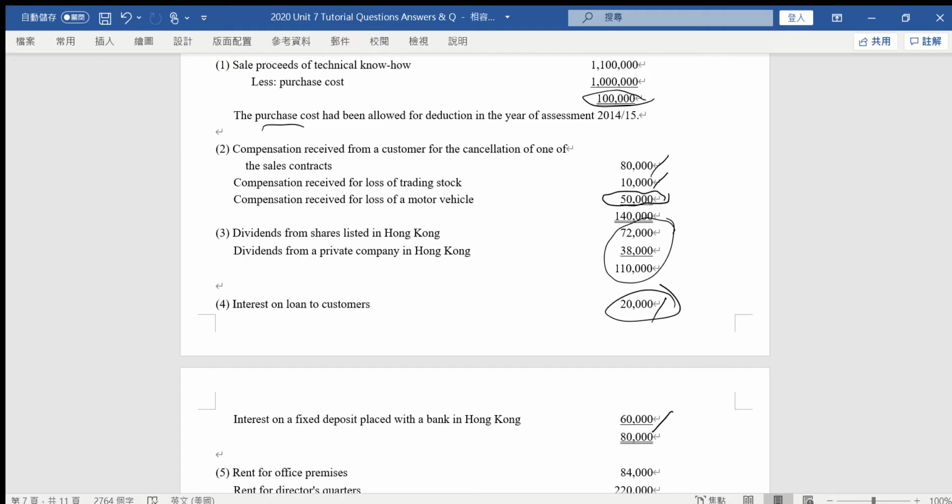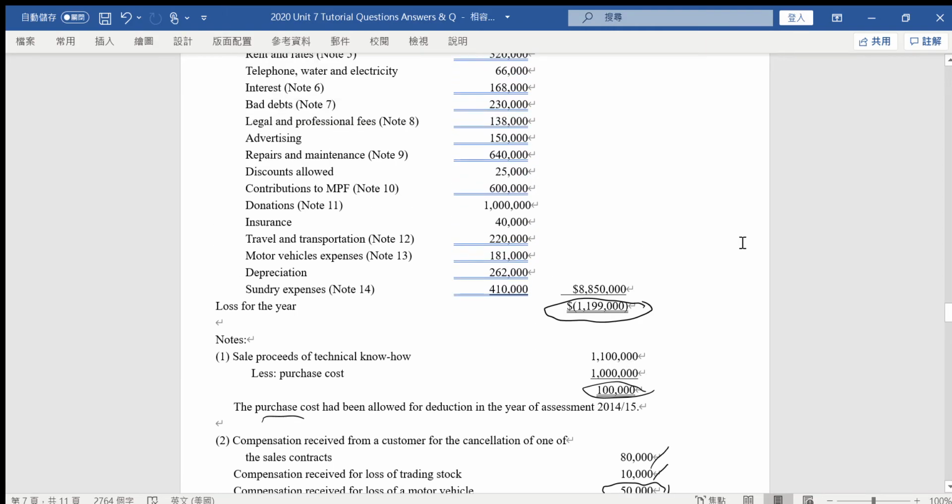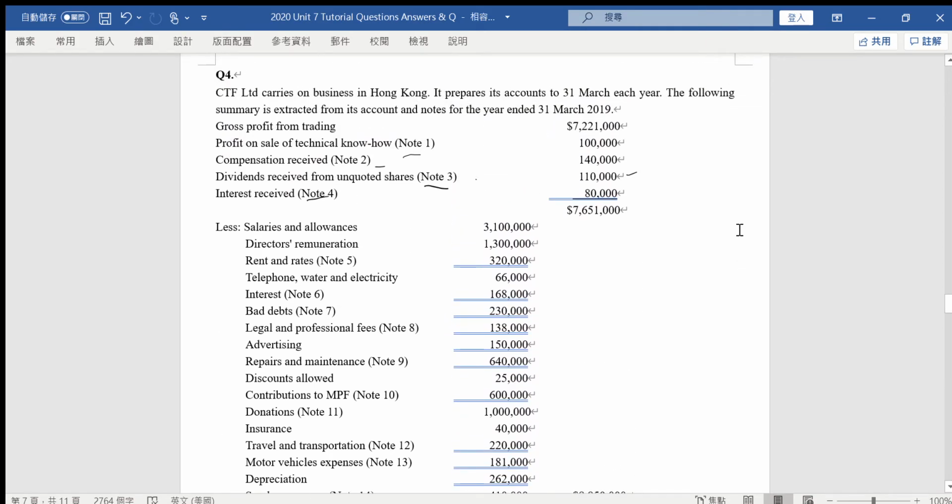But for the second one, interest on a fixed deposit paid with a bank in Hong Kong. Now that is out of a deposit. According to the Interest Exemption Order 1998, that should be excluded. That's why we need to exclude this 60,000. That will not be taxable. And then we don't have any other item to adjust on the receipt. We have already discussed all that.